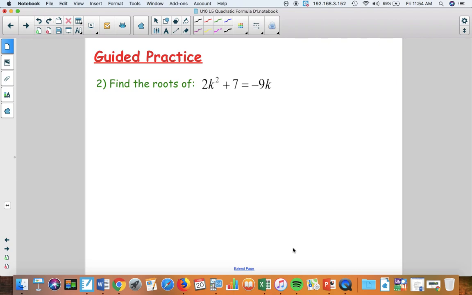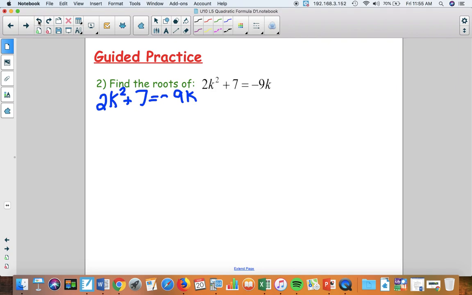Let's do another example here. It says find the roots of 2k squared plus 7 equals -9. We just fix that. -9k.